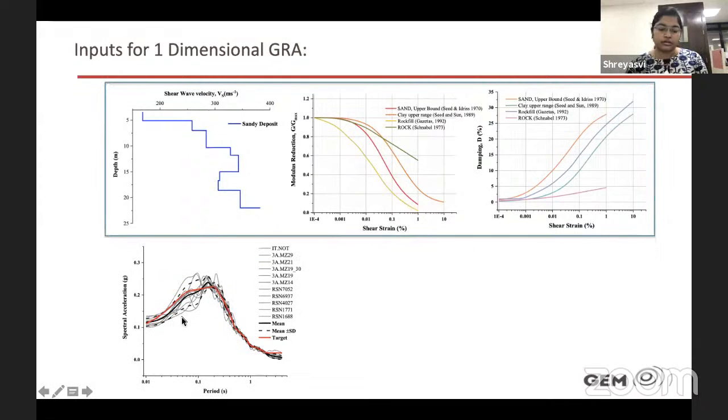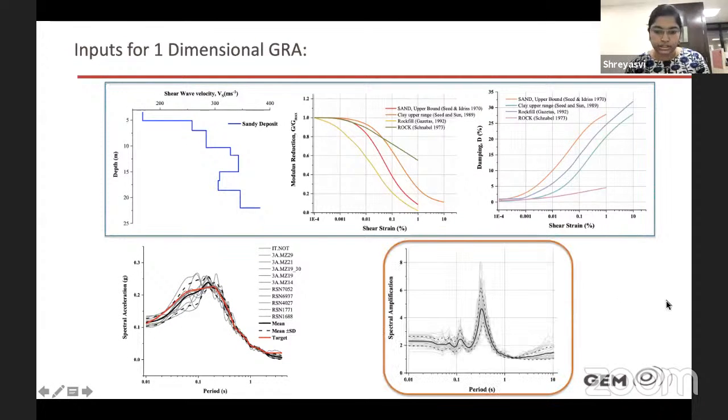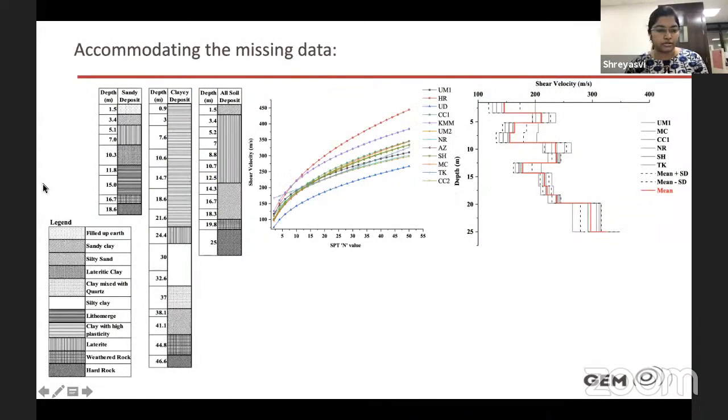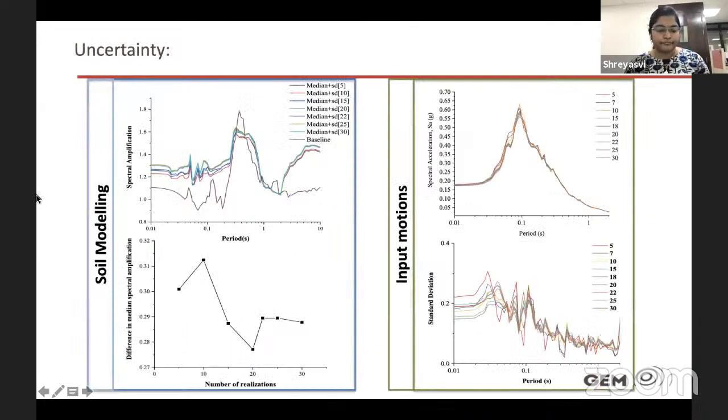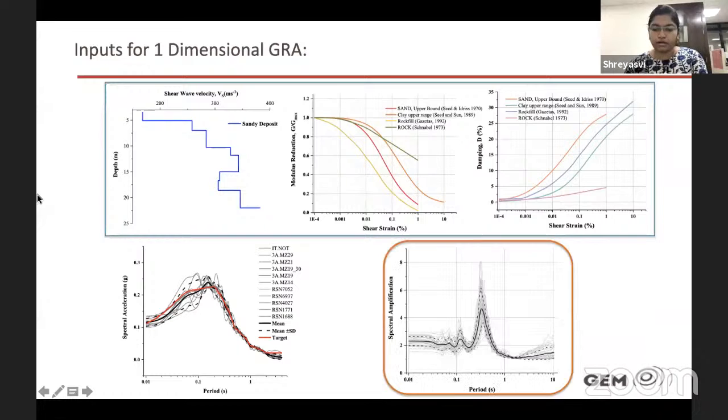The next part is about the input motion that is needed. So this is kind of an end product as to how it actually looks. This is more or less the input, and this is how the output will usually look.